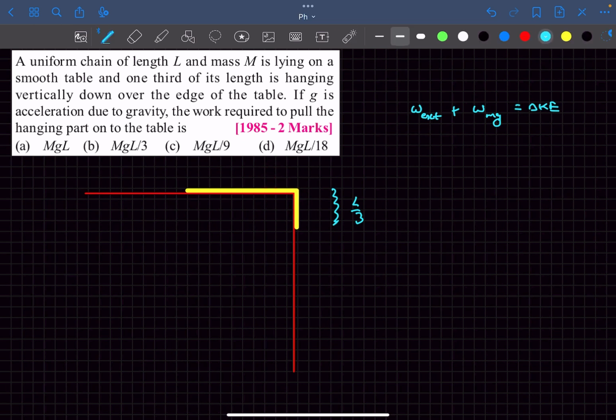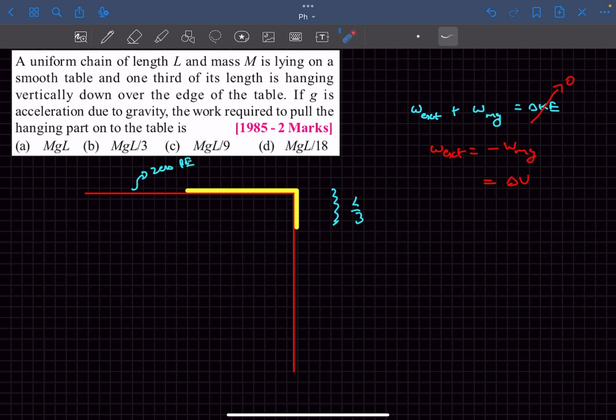So if we are talking about the minimum case, then we have to assume that we are doing the process so slowly that the change in kinetic energy of the chain would be 0. So from here, the work done by external agent would be negative of the work done by mg, and negative of the work done by mg, we can just write it as a change in potential energy associated with the chain. So let's assume that this horizontal level of the table is the 0 potential energy level.